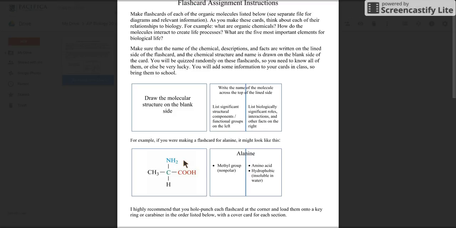What is that blue group? What is that red group? Or I might ask you to tell me, is this molecule polar or nonpolar? Is it hydrophobic or hydrophilic? Would it be acidic or basic? These are all things you're going to want to find out as you do your research, but we'll also go over it in class.